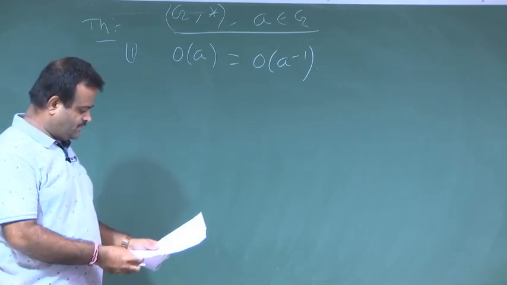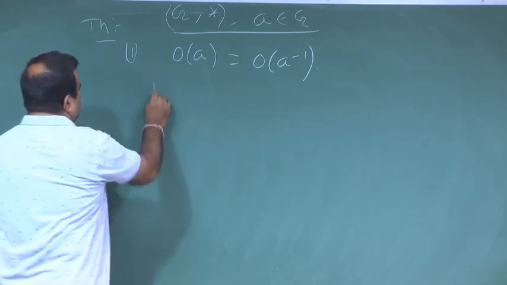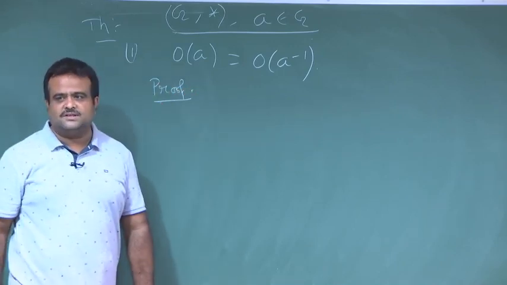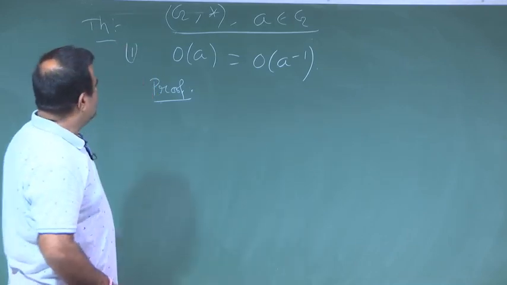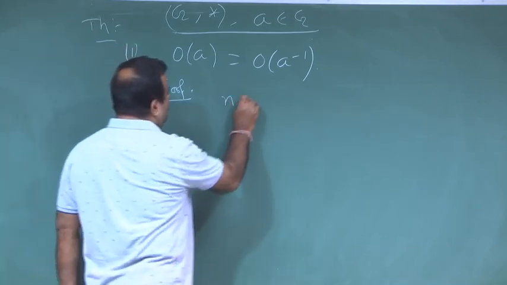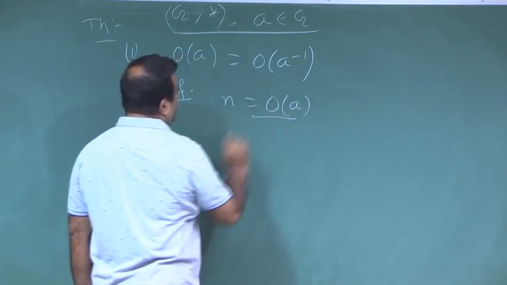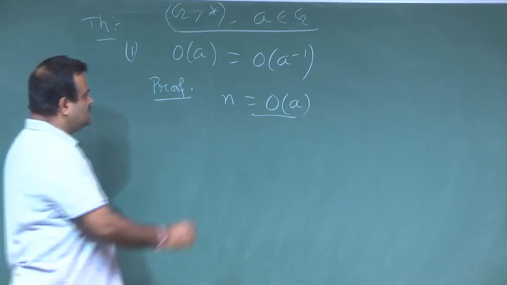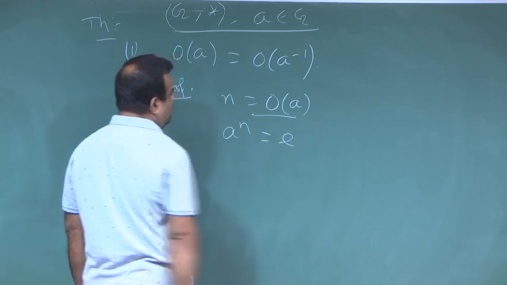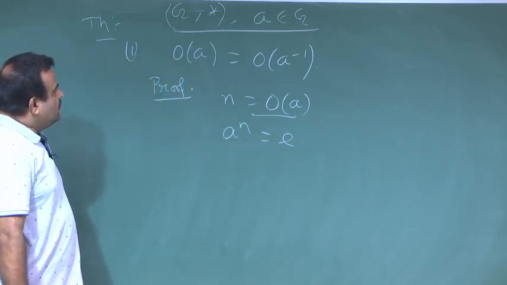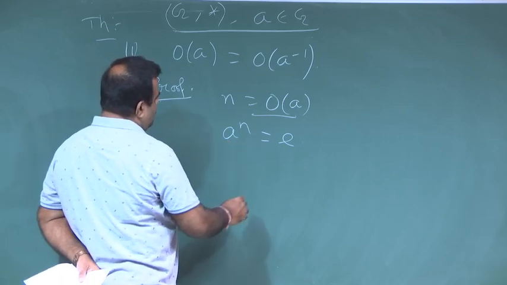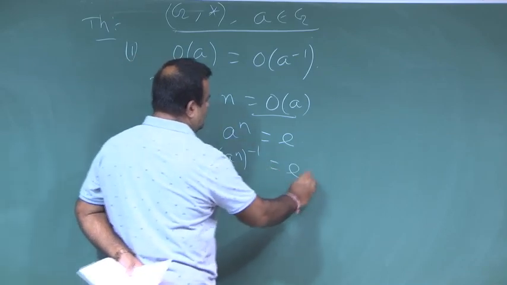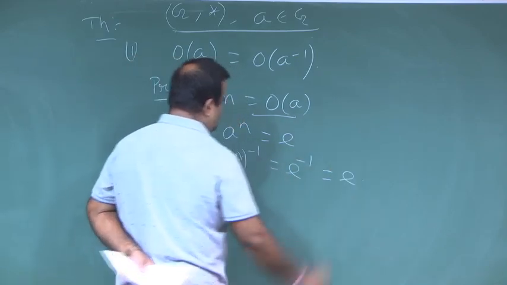How to prove this? Is this trivial? Anyway, unless we convince ourselves, nothing is trivial. So, how to prove this? Suppose n is the order of A. So, n is the minimum element which is giving us A to the power n to be E, the identity element of the group. Now, what can we do here? We can just take the inverse of this. A to the power n inverse is equal to E inverse. E inverse we know is basically E.